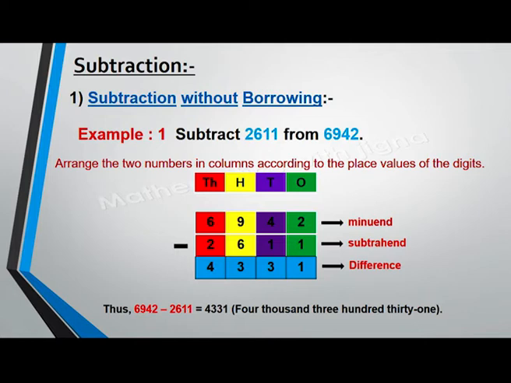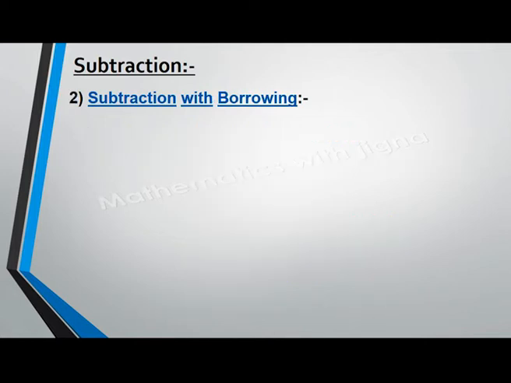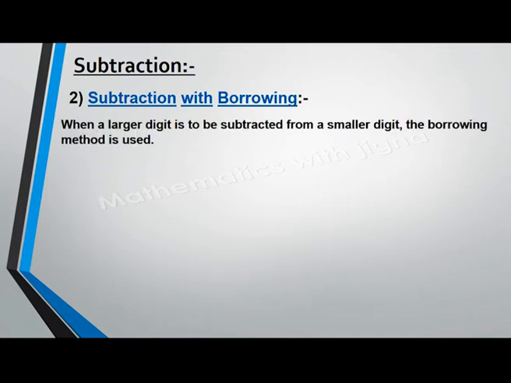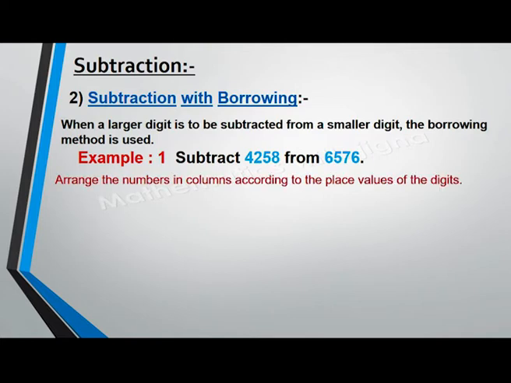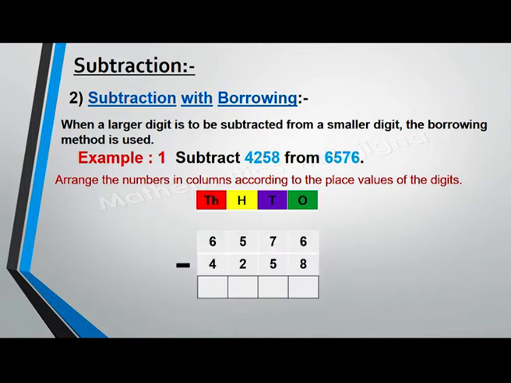Now we will learn subtraction with borrowing. When a larger digit is to be subtracted from a smaller digit, the borrowing method is used. Let's learn with the help of an example. Subtract 4258 from 6576. Arrange the numbers in columns according to the place values of the digits.